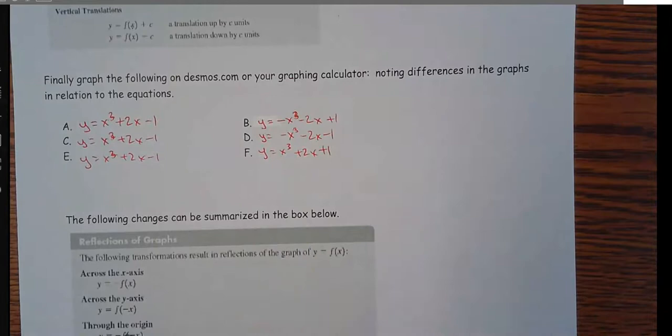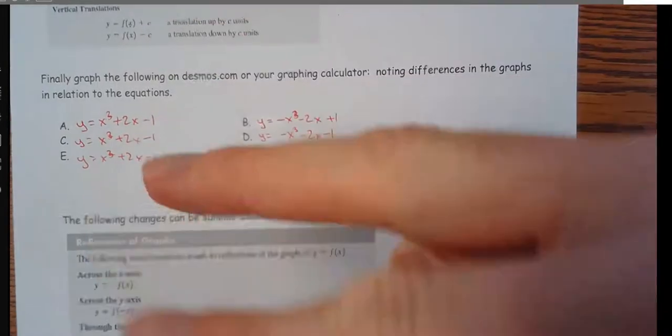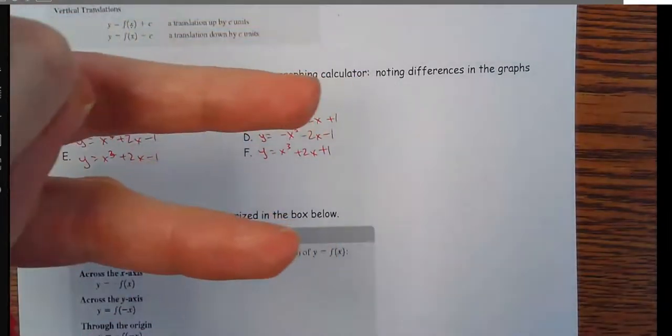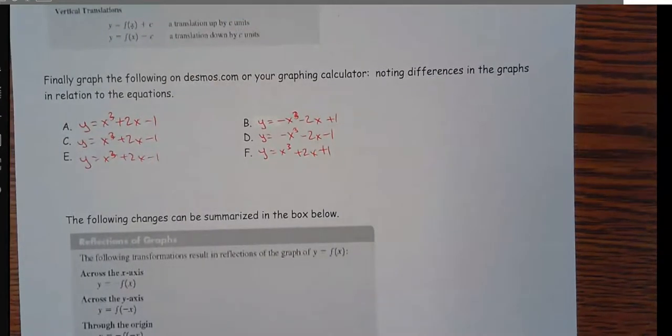Okay, and if it's about the origin, that means it's going to flip and then flip again, which is like being reflexive about the origin. So it's a negative for both. So let's type these in.